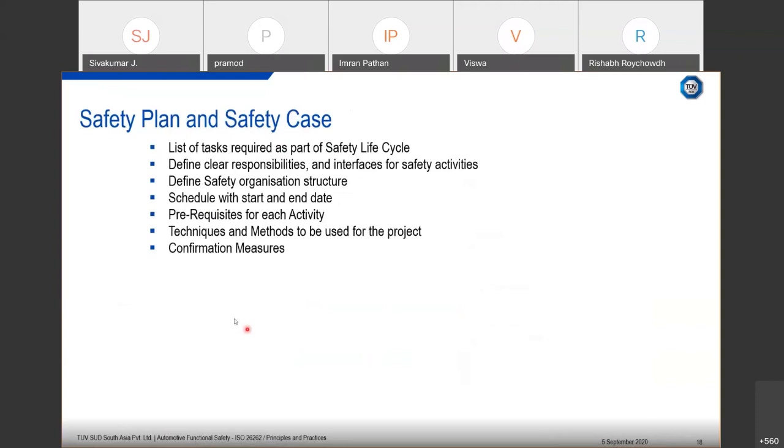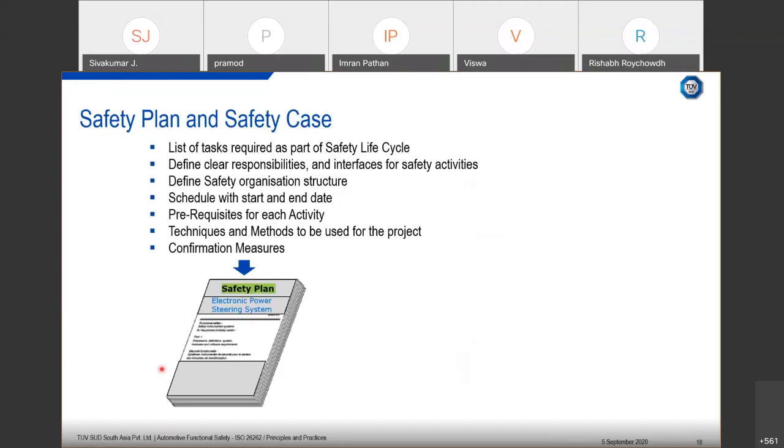One of the important aspects that I wanted to discuss is the safety plan and safety case. Basically, what content is the safety plan supposed to have? First, it has to be created at the beginning of the project based on the scope of your project, which includes the list of tasks required for the safety life cycle, defines clear responsibilities and interfaces for the safety activities, and defines the safety organization structure. I will show some examples in the next few slides. It also includes the schedule with start date and end date and fixed milestones and so on.